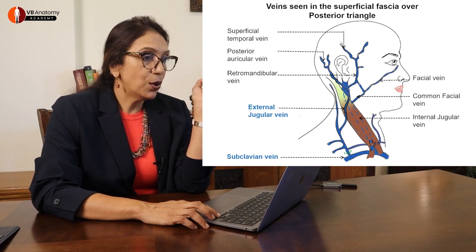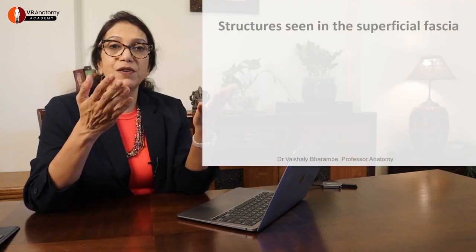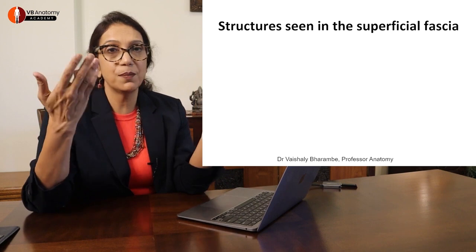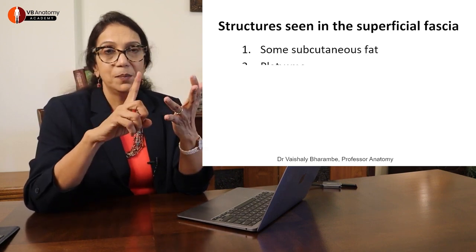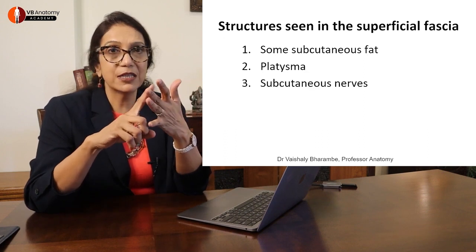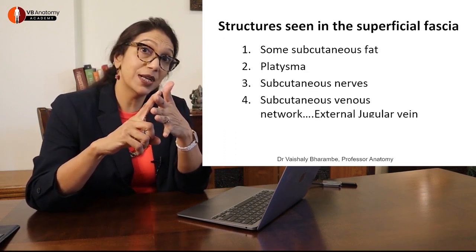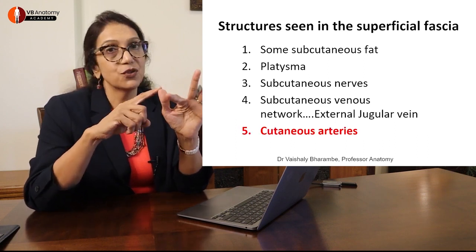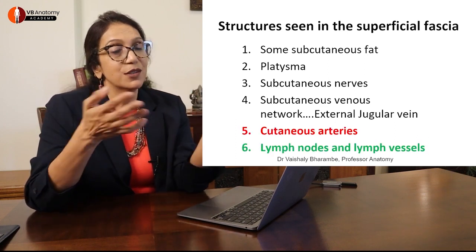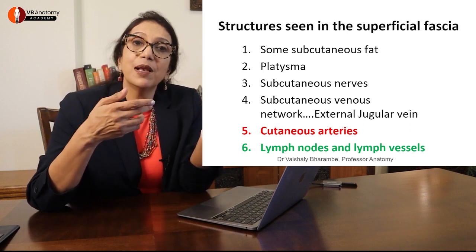Okay. We also find a lot of cutaneous arteries and we find lymph nodes and lymph vessels. Now see if you can recall superficial fascia and its contents from the images I have shown. Fat, platysma, cutaneous nerves, cutaneous veins, external jugular draining into subclavian, cutaneous arteries and lymph nodes. So this is how images will help you to remember.